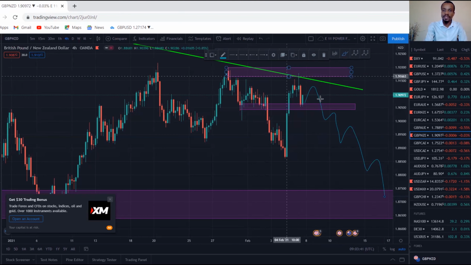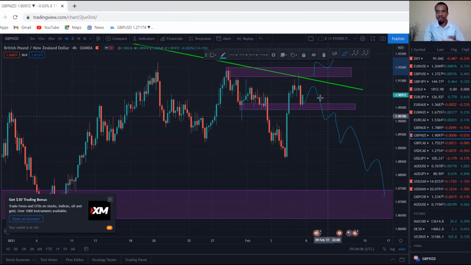So still anticipate that GBPNZD will be pushing to the downside. If now price decides to break above here, that's where our first thought process will be null and void. Then we'll be taking a look at the buying opportunities if price breaks above this trend line or this resistance area. But for now, we'll still be looking for opportunities to the downside. So our first thought process on the 4-hour time frame is still to the downside.